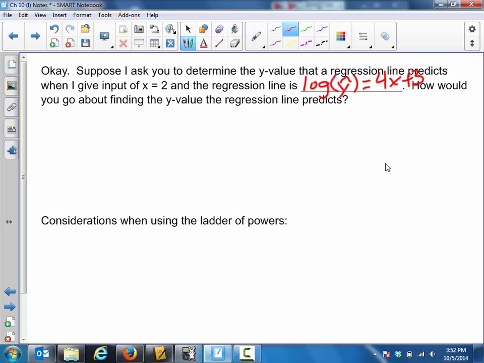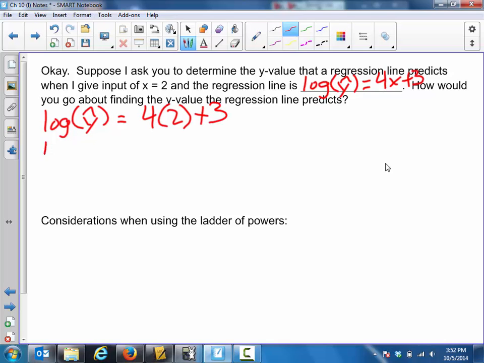Log of y hat equals 4x plus 3. Let's say that was the best re-expression of y values that we found. So that's our linear model. How would you go about finding the y value the regression line predicts? Because what we don't want to do, 2 years ago is when I really saw this. Last year's class didn't make this mistake too often. First year teaching, I guess I wasn't clear on this. You don't want to say the following.